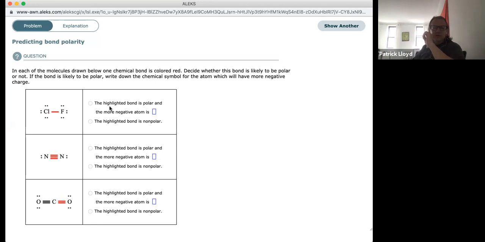The third one, the red bond, the double bond, is between carbon and oxygen. Oxygen is 3.5, carbon is 2.5. Again, there is a difference there. So a difference of 1.0, right? So that would be a polar bond, and the more electronegative atom is the oxygen, 3.5, so it would be negative. The more electropositive element would be the carbon, it would be positive, okay? So that would be a polar bond.